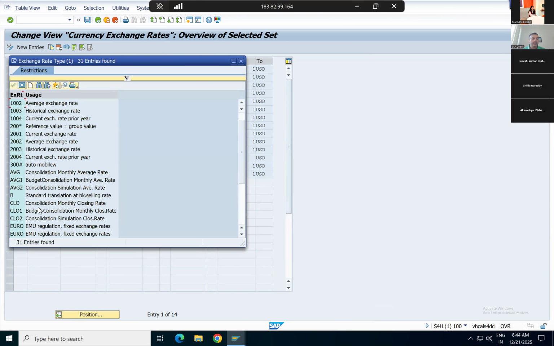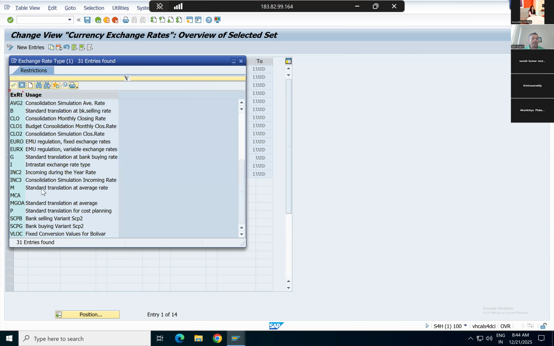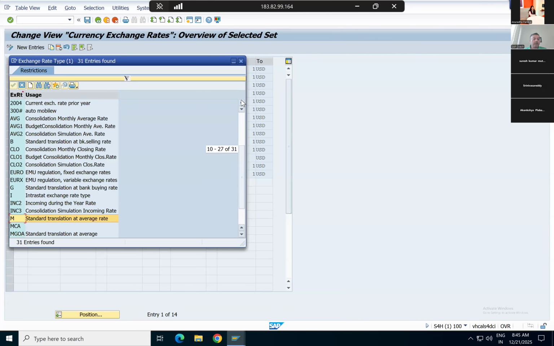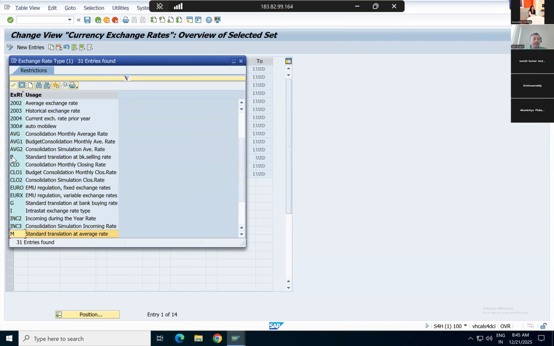Description of exchange rate type M is standard translation at average rate. So all transactions which go in SAP, by default, get converted at exchange rate type M. Okay. So now when I do the closing, or when the system is calculating the unrealized foreign exchange fluctuation, the closing rate I am going to maintain at exchange rate type B, standard translation at bank selling rate.